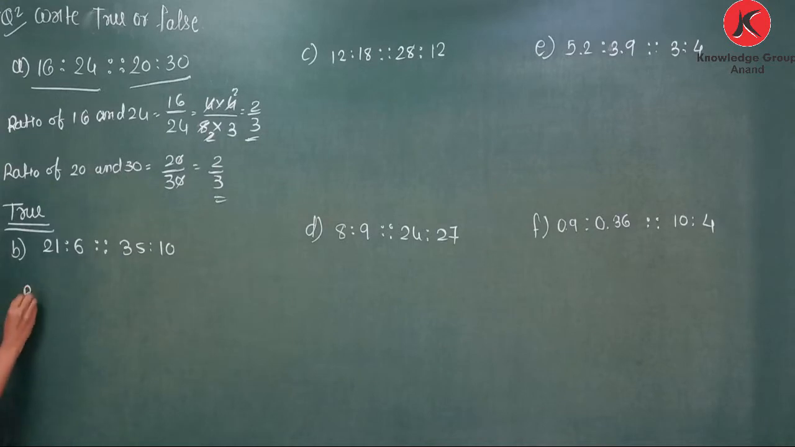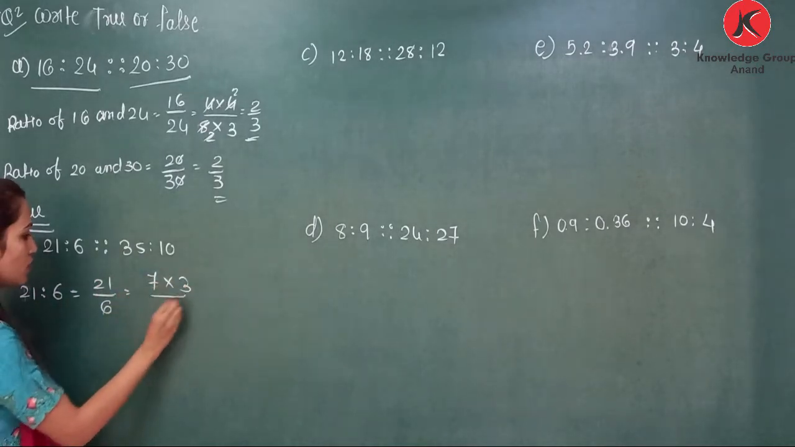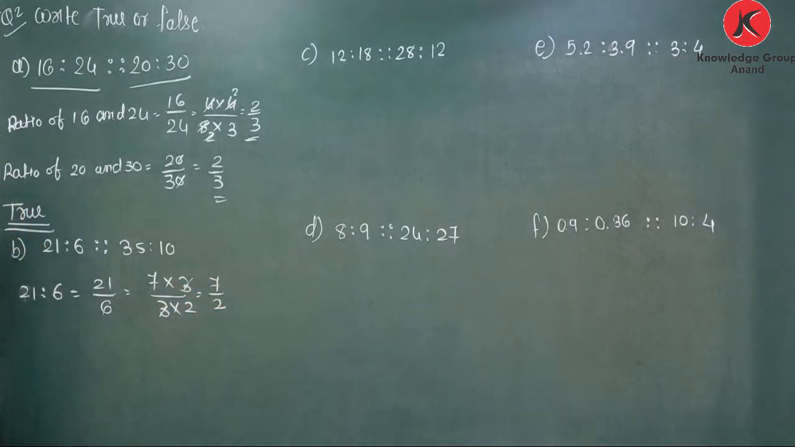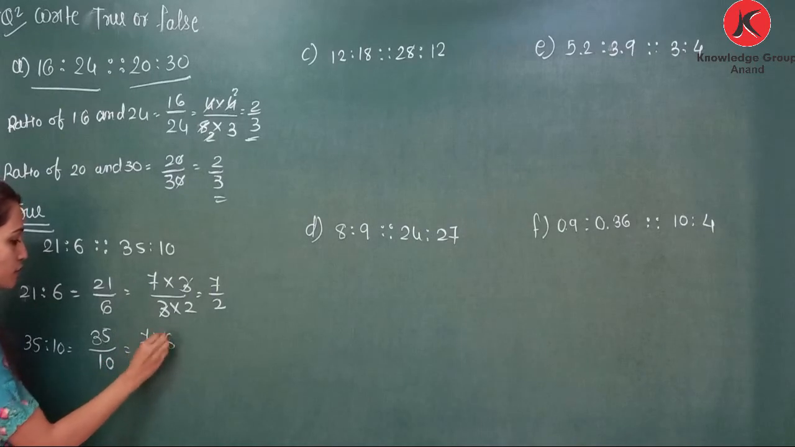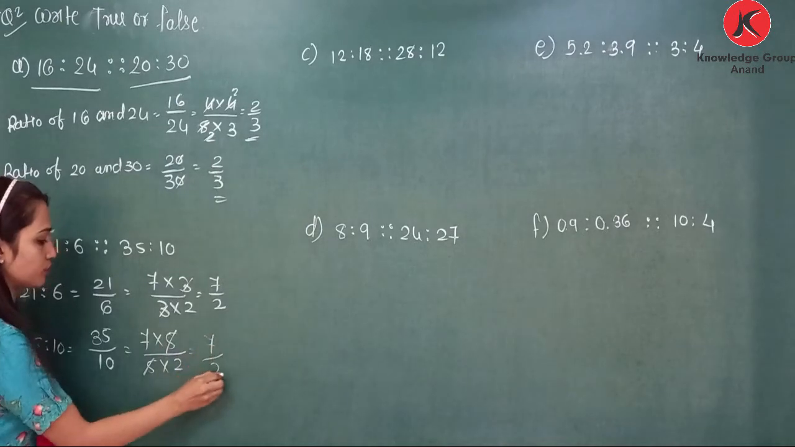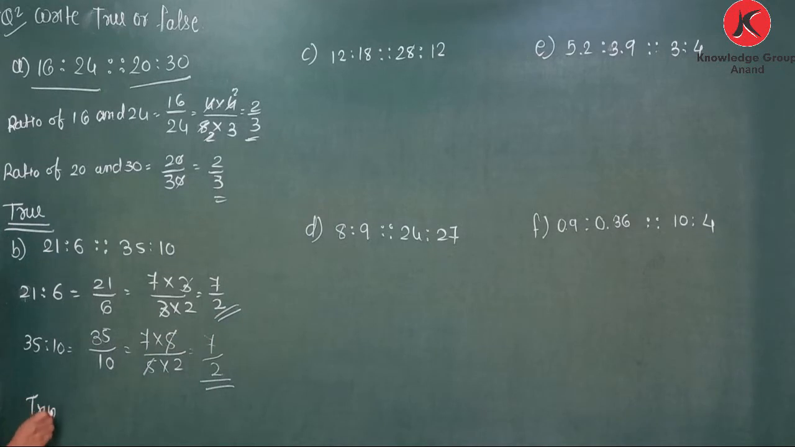Next one, 21 is to 6 is in proportion to 35 is to 10. So let's find first, 21 is to 6 is equal to 21 by 6. Now here we can write 7 3s are 21, 3 2s are 6. 3 is common, so 7 by 2. 35 is to 10, so 35 divided by 10. Now 7 5s are 35, 5 2s are 10. Cancel, so it is 7 by 2. Both ratios are same. So here we can write it is a true statement, or you can write 21 is to 6 is in proportion to 35 is to 10.